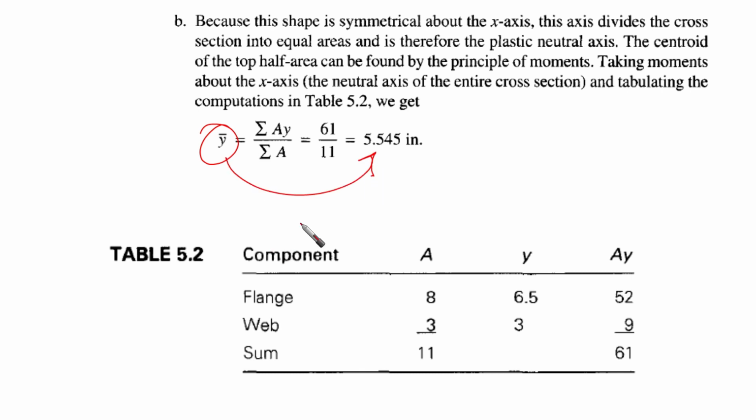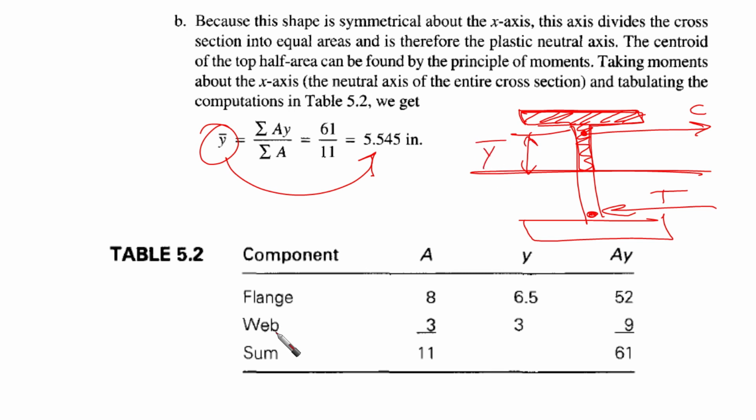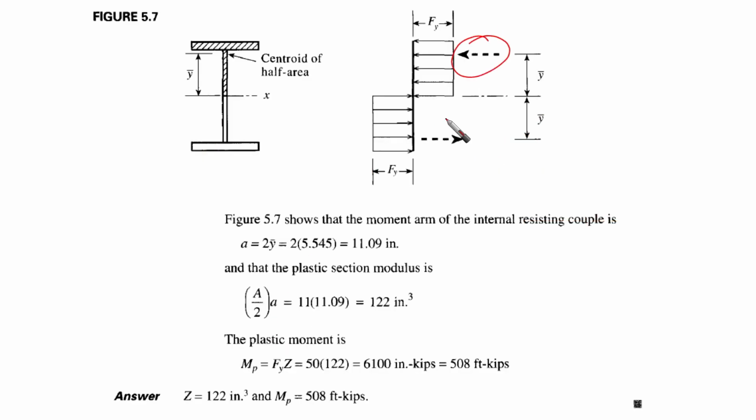As I said, this y bar gives us the distance from the neutral axis to the point where the force is located. This is the tension force, and here is going to be the compression force. So this distance from the plastic neutral axis is y bar. Now we have y bar for compression and for tension, and then we can go through the remaining parts to obtain the section modulus and the plastic moment.